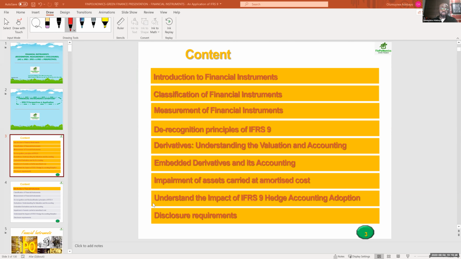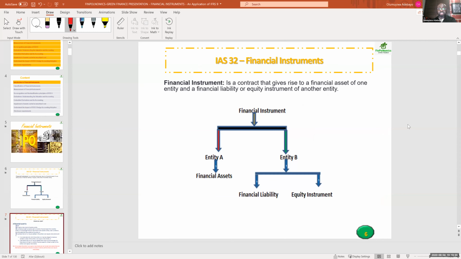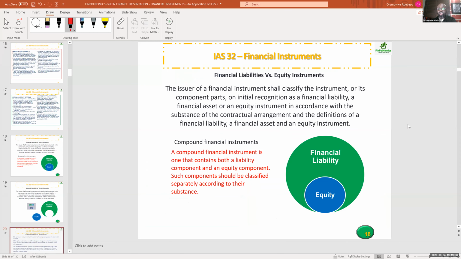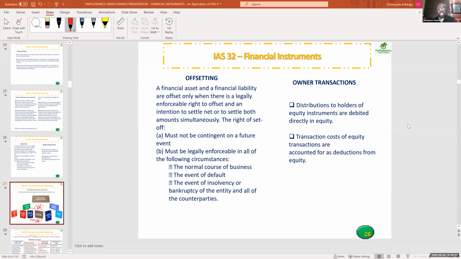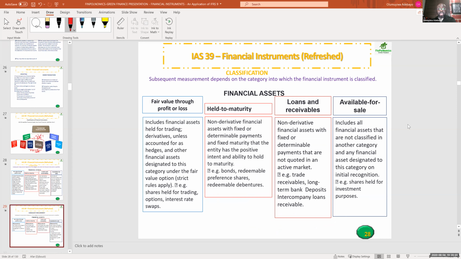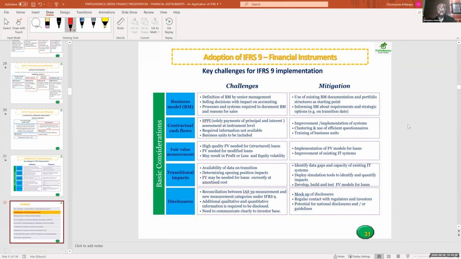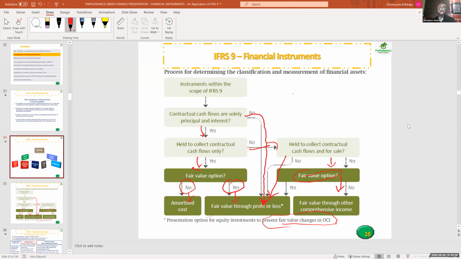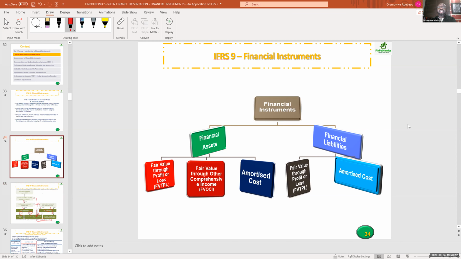Now, if you remember, yesterday we had a simple discussion about classification or grouping of financial assets. In that discussion, we identified that financial assets have 3 categories and financial liabilities have 2 categories. We said financial assets could be classified as fair value to profit or loss, as amortized cost, or as fair value to other comprehensive income. And we went through the steps to be followed in order to identify the appropriate class of financial assets.